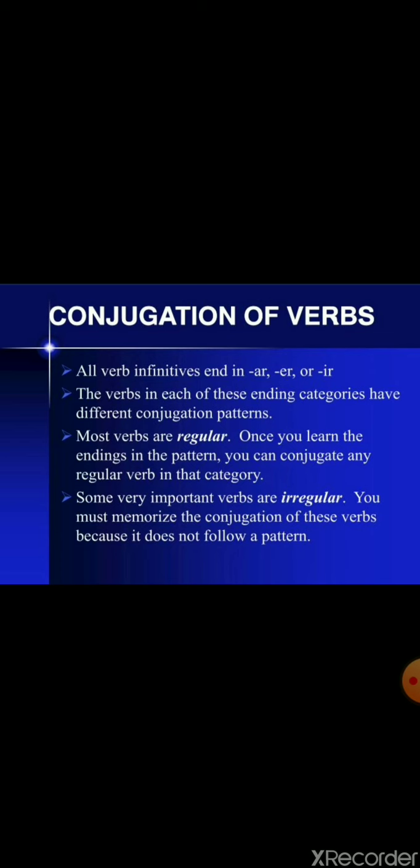So what is a regular verb? For example, bake, baked, baked. It's a regular verb. Okay. Some very important verbs are irregular. You must memorize the conjugation of these verbs because it does not follow a pattern. Now, some examples of irregular verbs are go, went, gone. Okay. Eat, ate, eaten. Okay, so these are irregular verbs.